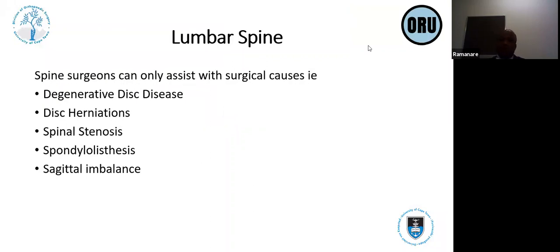So this is the hallmark of our talk, because remember, spine surgeons can only assist with surgical causes of lumbar pathology. So degenerative disc disease, disc herniations, spinal stenosis, spondylolisthesis, and surgical imbalance. These are the only times when we can actually intervene and do something from an orthopedic point of view, and more specifically from a spinal surgery point of view. All the other conditions are for non-surgical management, and we shouldn't even be seeing them in our clinic. If they don't have one of these, they need to go somewhere else to get sorted out, either pain clinic or any other type of management, but definitely not for the orthopedic clinic, and definitely not for the spine clinic or Prof. Dunn's clinic, because these are the patients we can only help surgically.